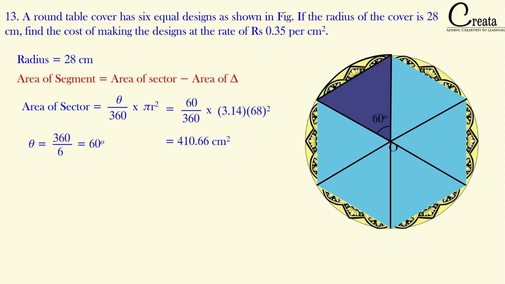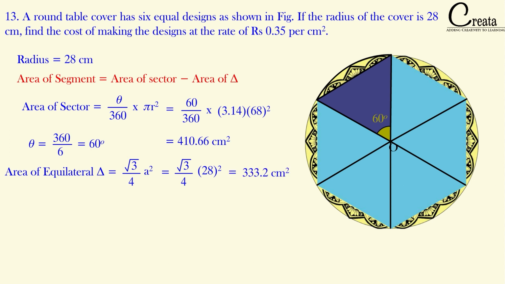Let's find the area of the triangle. Here this angle is 60 degrees, and in the previous questions we have shown that once this angle is 60 degrees, our triangle is an equilateral triangle. So this is an equilateral triangle. If you have not done that question, just go to the description, you will find the link to that video. So this triangle is equilateral with the side length 28 centimeter. We know the formula for the area of an equilateral triangle is root 3 by 4 a square, where a is the side of this triangle. Let's put a as 28. We got the area of the triangle as 333.2 centimeter square.